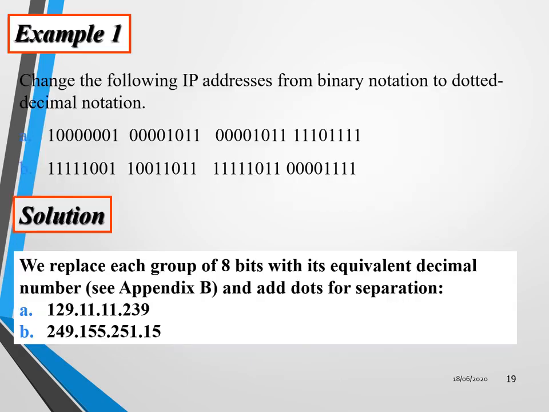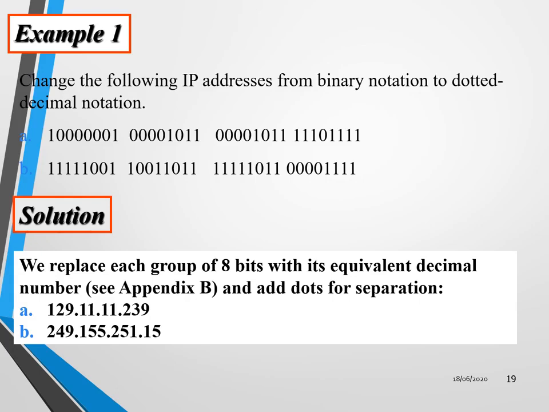Now we will solve some examples in which we have to change an IP address from binary notation to the dotted decimal notation. Students, these are the binary notations and we have to convert them to the dotted decimal notation. How can we change? There are two methods.